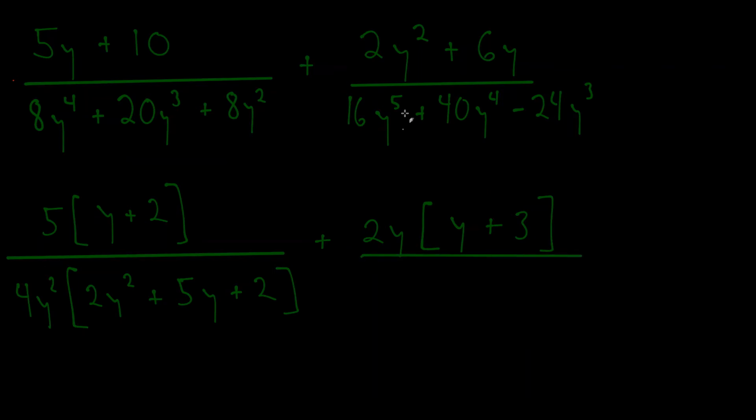Now let's look at the denominators. What do we have in common here? The largest factor I'm seeing in terms of numbers is the number 8. And for y, it's y to the 3. That's the largest y term that we have. So let's factor out 8y to the 3. And what are we left with? 2y squared, because 16y to the 5 divided by 8y to the power of 3 is 2y squared. And then 40 divided by 8 is 5. And that gives us y to the power of 1. And then negative 24 divided by 8, that's negative 3. And, well, y cubed, easy peasy. That cancels.